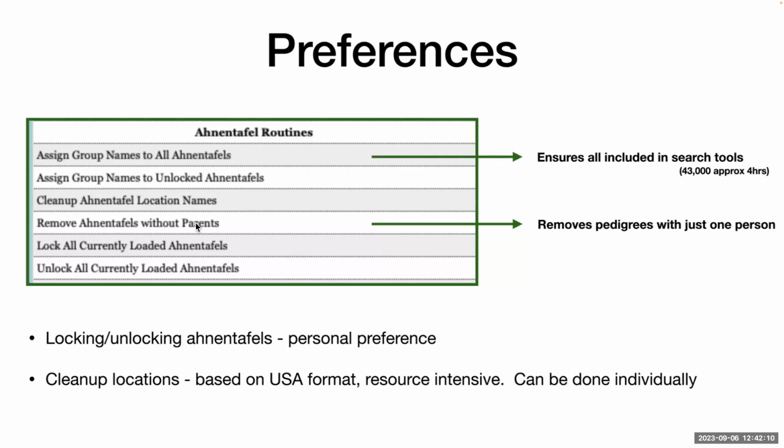And you can also remove Ahnentafels without parents, and that just takes out people who have only got one person, so they don't have that line underneath them, and you go in and look at them, and it's a waste of time. Locking and unlocking Ahnentafels so they don't change with imports is a personal preference thing. And this cleaning up location names is very resource intensive, so I wouldn't recommend doing that.